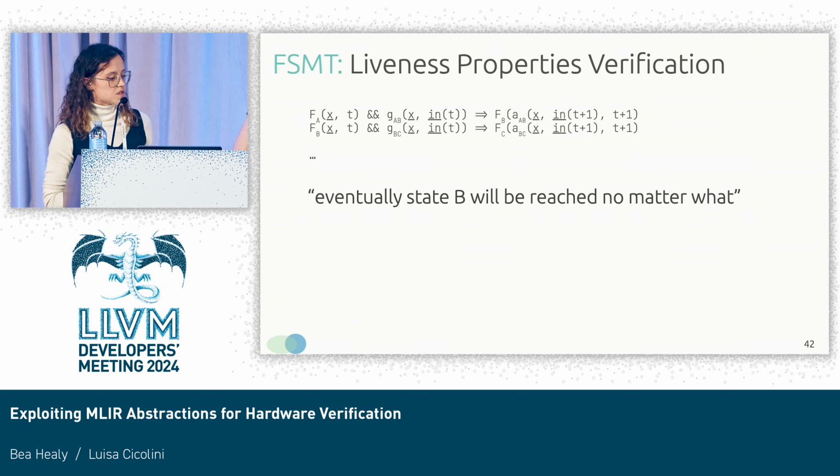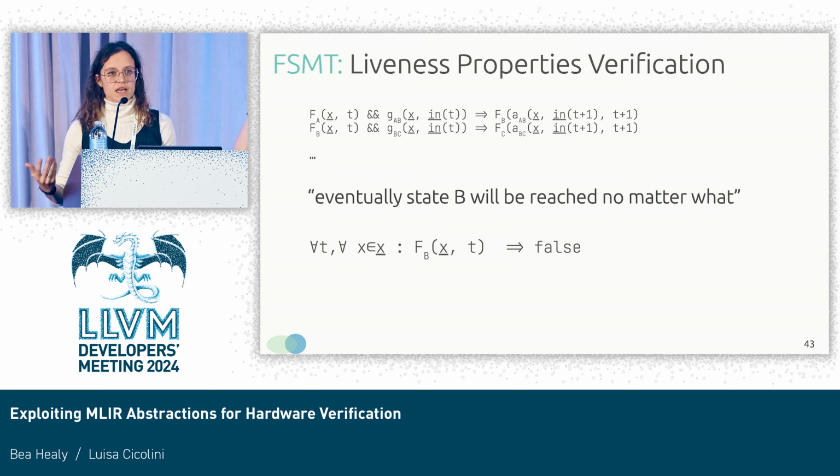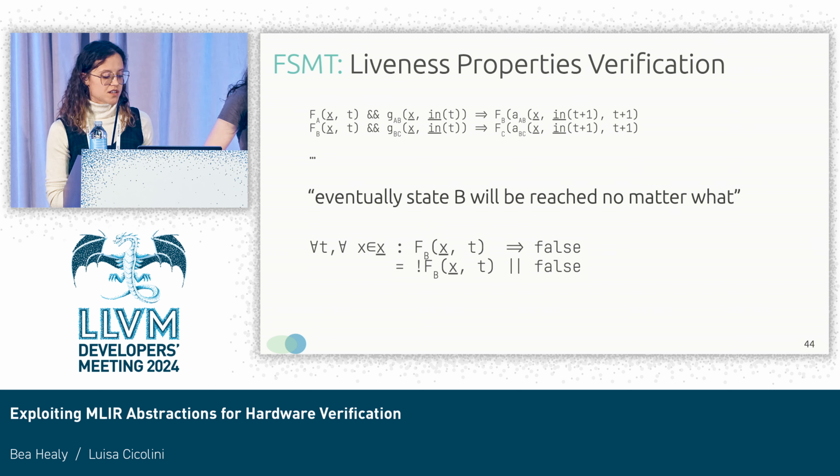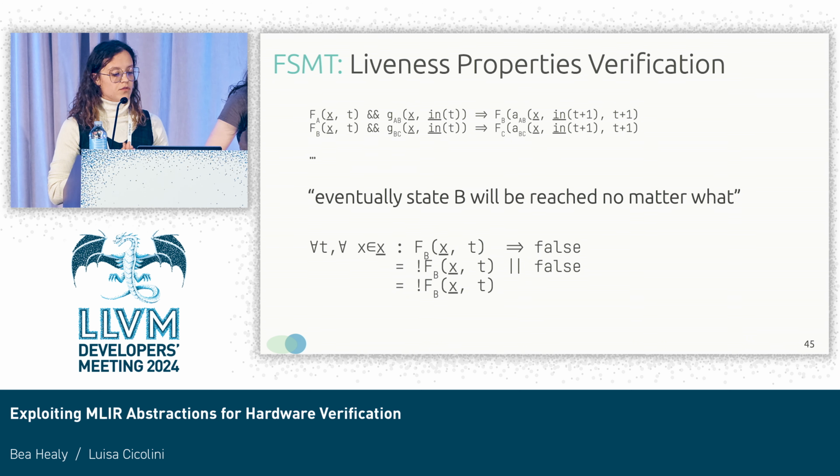How do we encode this? So we use, again, an implication. So we say for all time steps and for all variable values, the function representing that state implies false. We can basically represent the implication as a disjunction and simplify this expression further, thus reaching this expression. So for all times and for all variables, the function is always false.